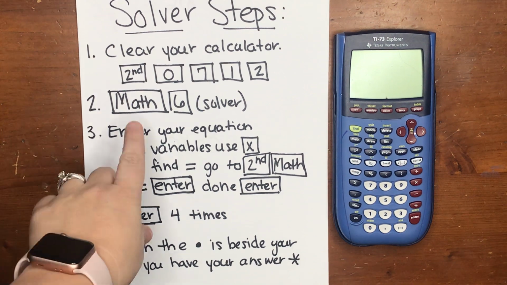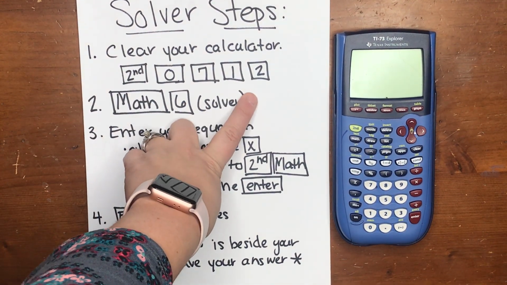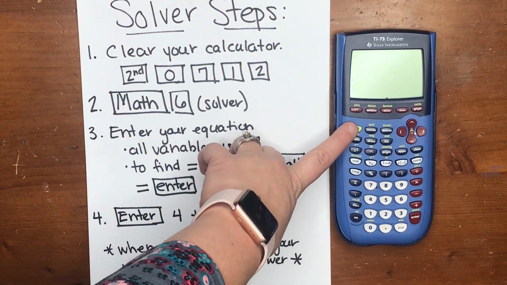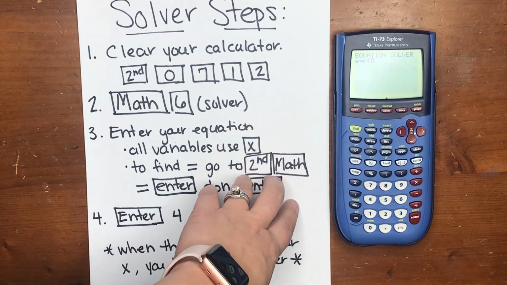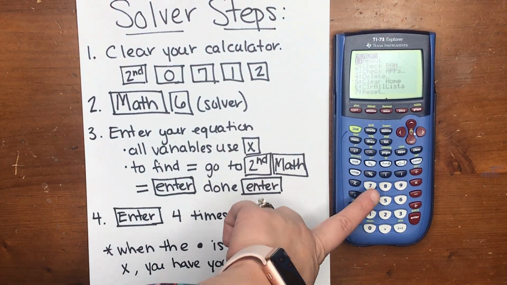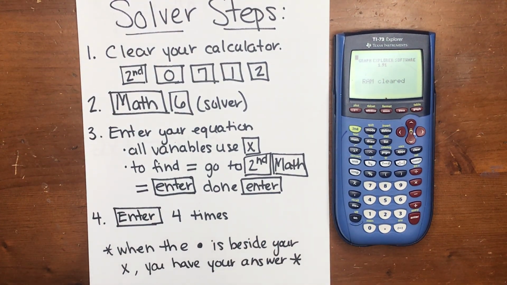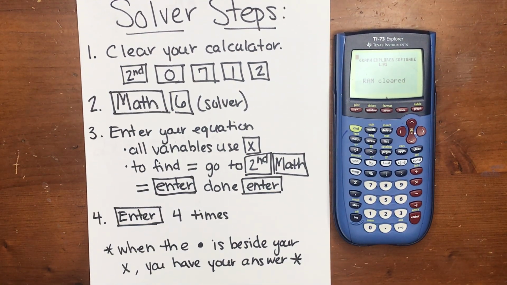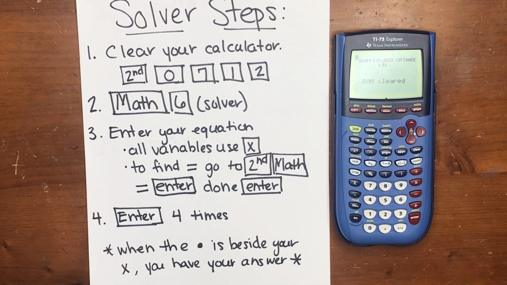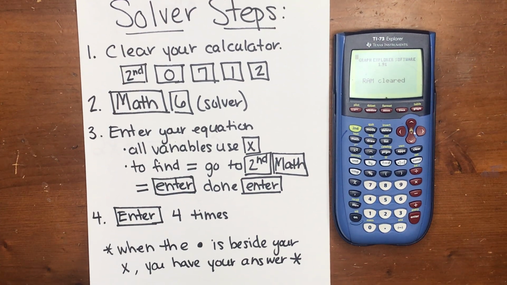To clear your calculator, you're going to do second 0 7 1 2. Second is your yellow button. Start by turning it on. Second is your yellow button. 0 7 1 2. You will know that you have cleared your calculator completely whenever it says RAM cleared on your calculator. That's how you will know that you have been successful. Okay? So now that our calculator is cleared, we're ready to go to solver.